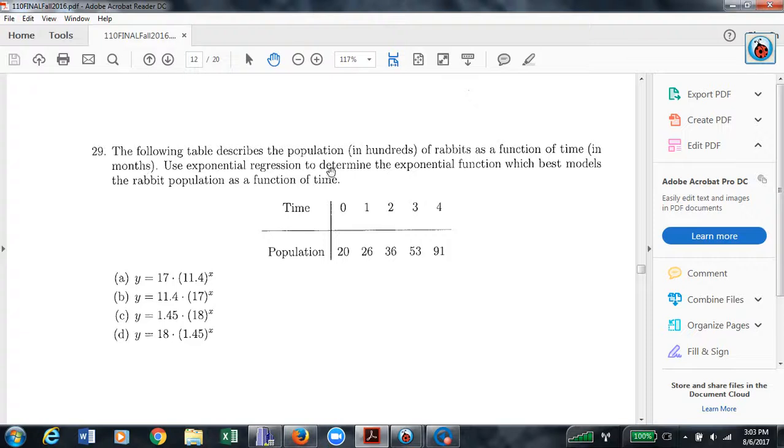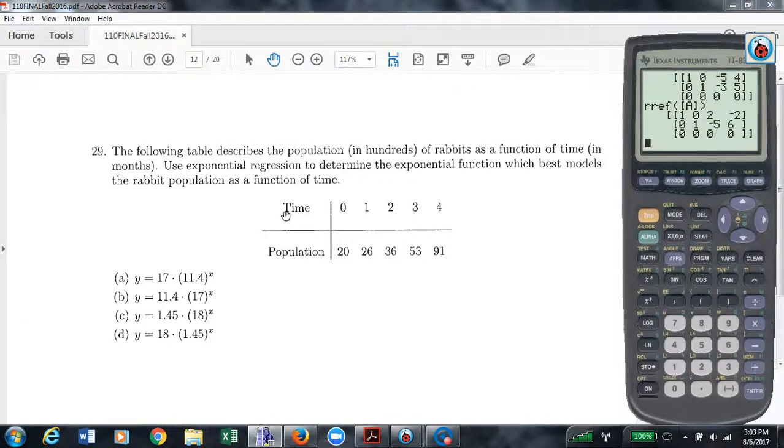Look at this one. The following table describes the population of rabbits as a function of time. Use exponential regression to determine the exponential function which best models the rabbit population. Now, we didn't deal with this specifically, but we did linear regression, we did quadratic regression. Exponential regression is no different. So we're going to put our x values in a list and our y values in a list. We've got to clear out two lists. So my x values are 0, 1, 2, 3, 4. My y values are 20, 26, 36, 53, and 91.